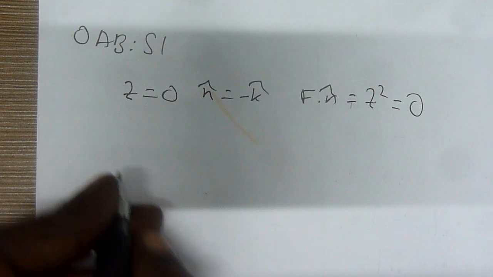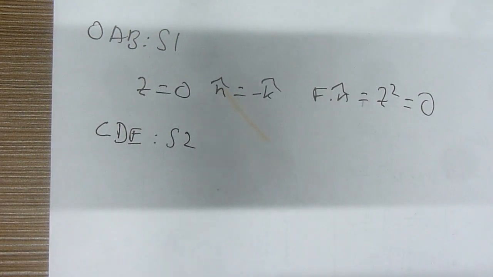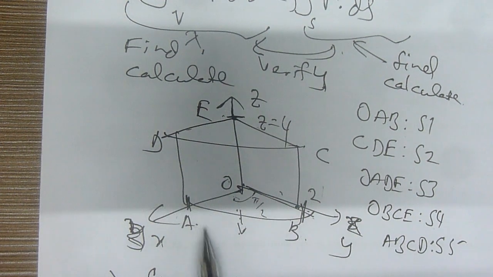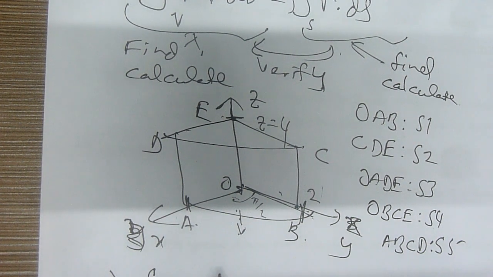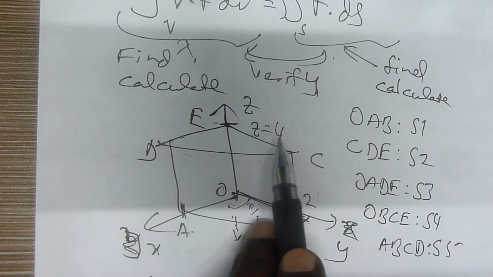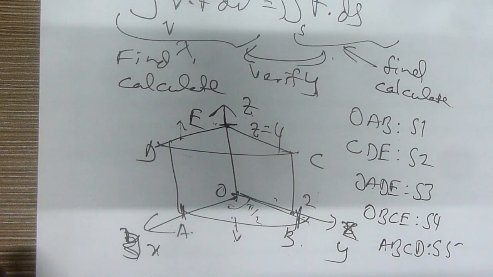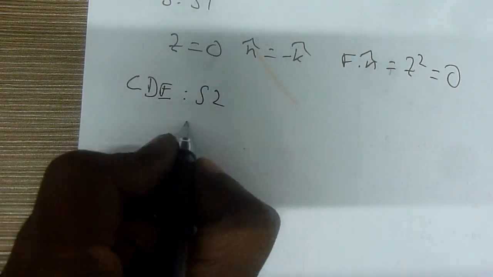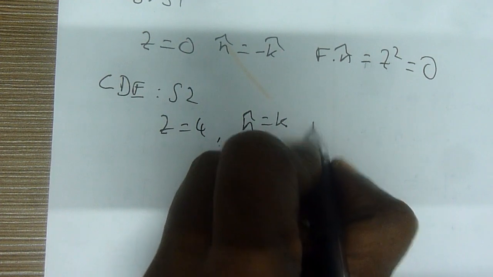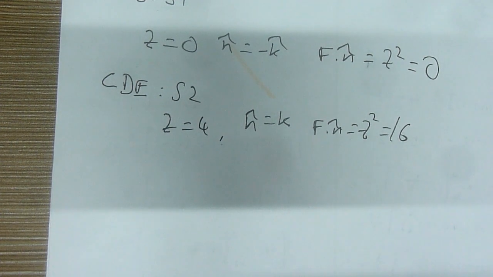Next one is CDE. CDE is S2. CDE is on the top. z equals 4, and the arrow is pointing up, so n is equal to k, right? No problem, you can find out. That means z equals 4, n equals k, and the F dot n product is z squared, which is 16. We're going to calculate.